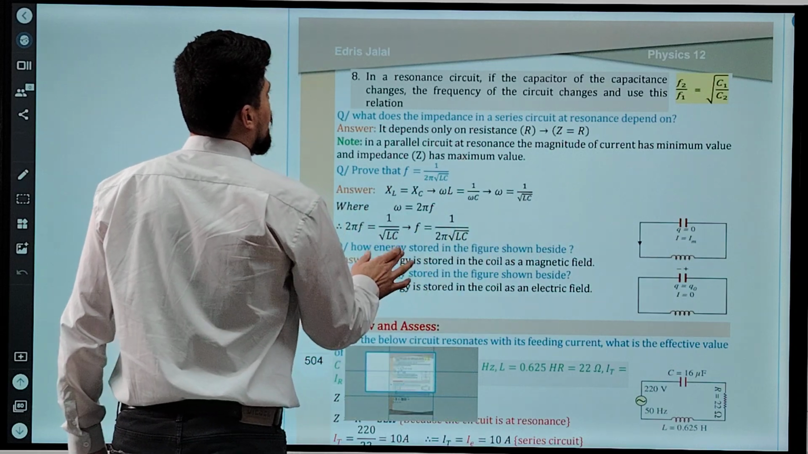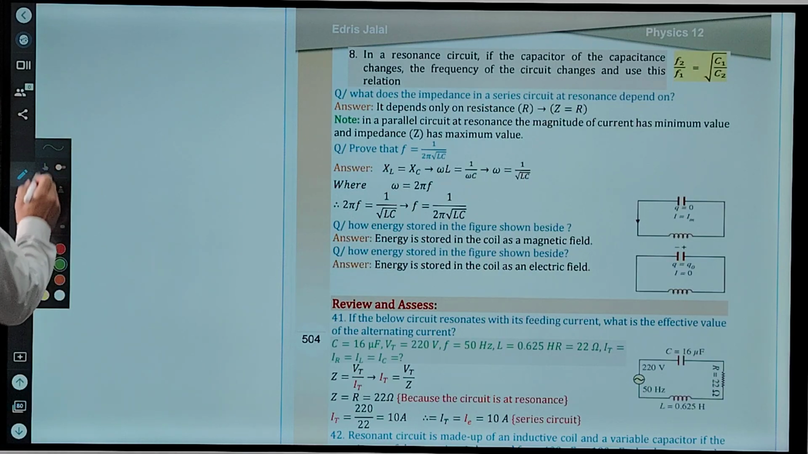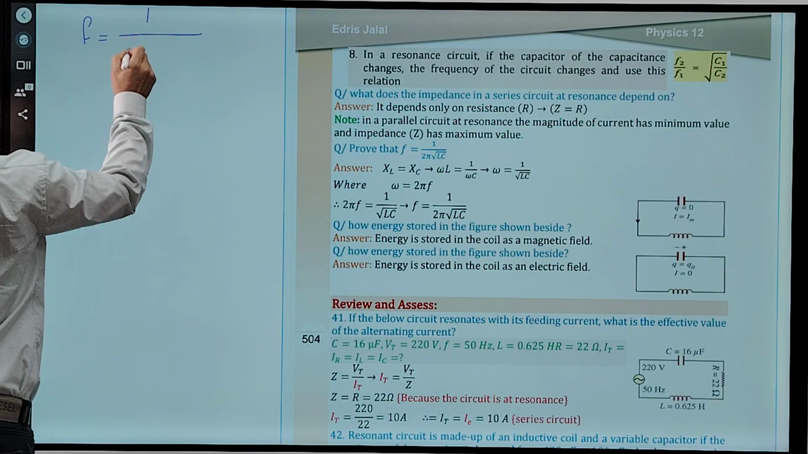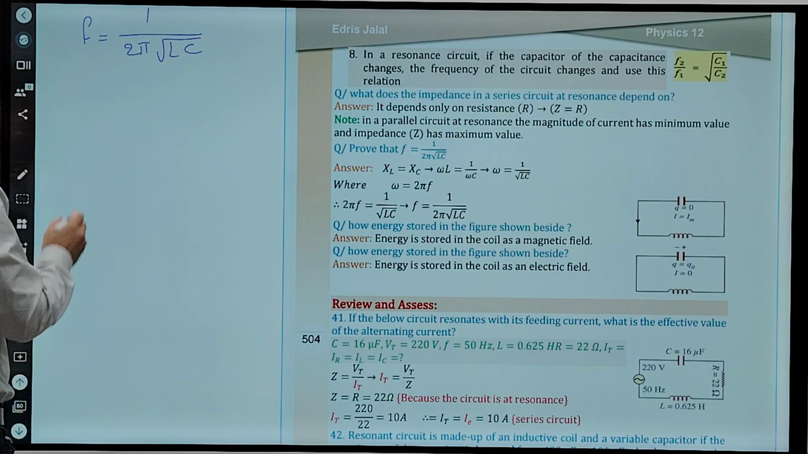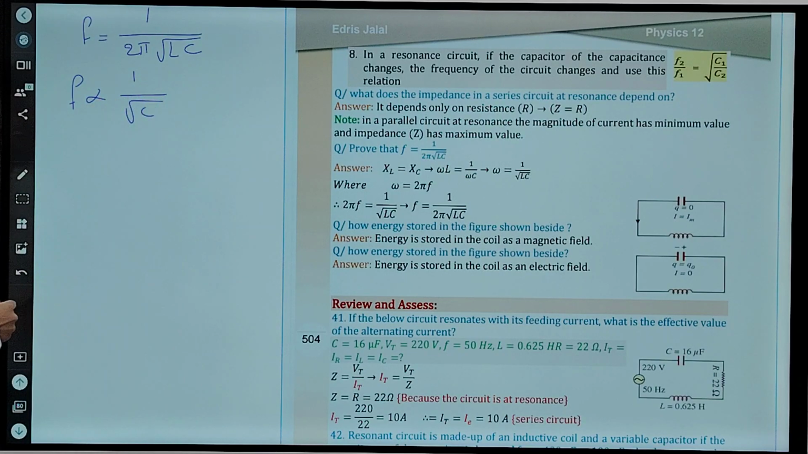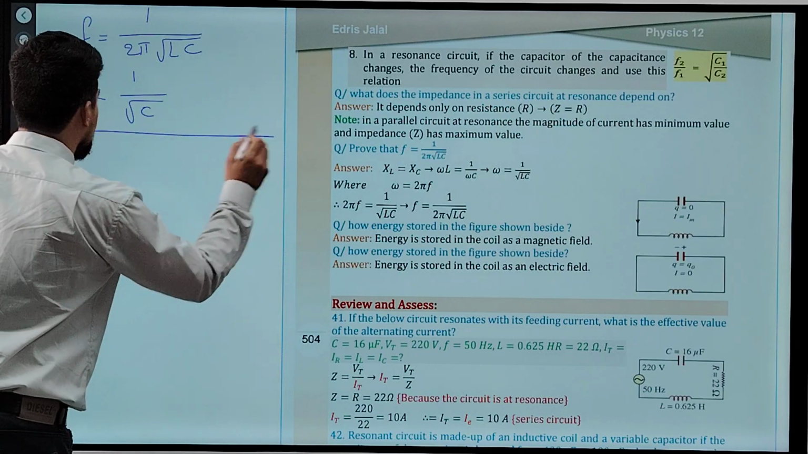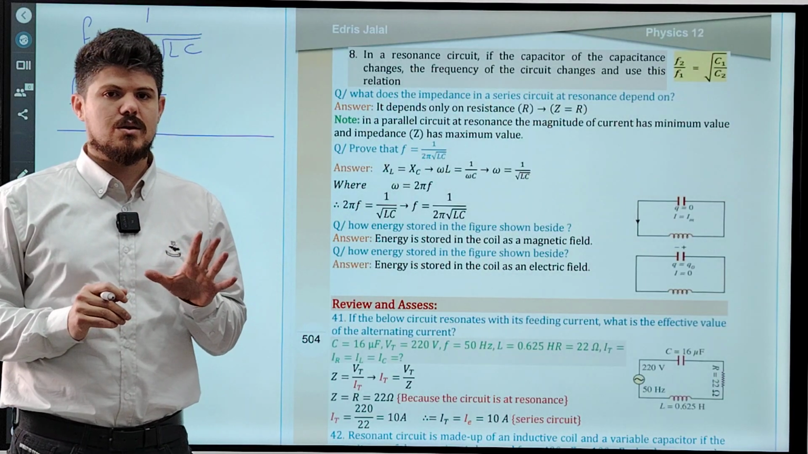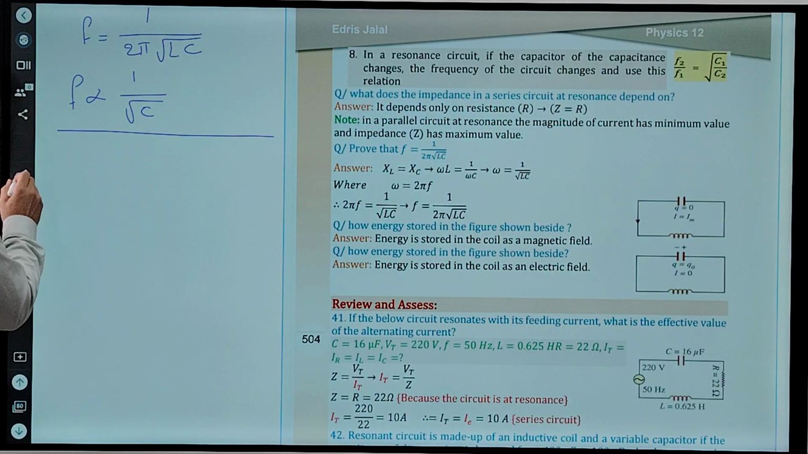As you know, the relation between frequency and capacitance is inversely proportional. Frequency is equal to what? 1 over 2 pi radical LC. What is the relation between capacitance and frequency of the circuit? It is inversely proportional. Okay? What do you mean by that? It means that if in the question two capacitors are given, or two frequencies are given, you have to use this relation.